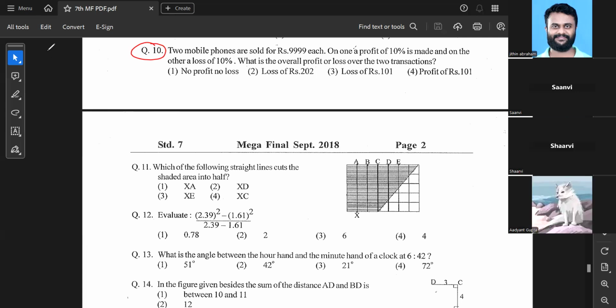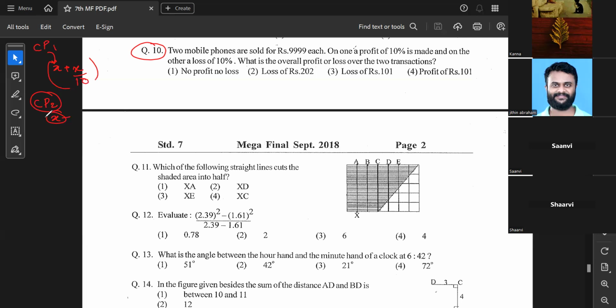Let me respond to that student who suggested to take x plus 10 upon x and x minus 10 upon x. You cannot do that because in the first case you took x plus 10 upon 100x, where you considered this x as the cost price of the first case. But in the second case, you cannot consider the same x once again because the cost price of the second one is different as compared to the first one. You can use any letter.